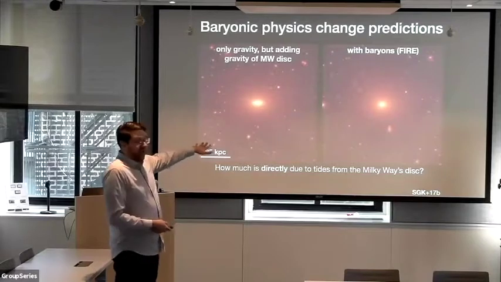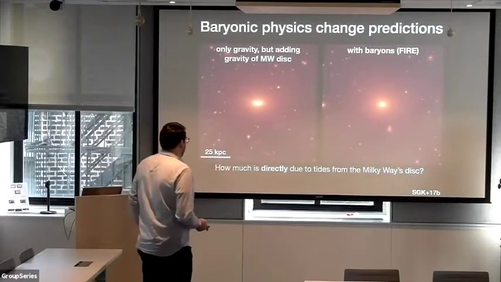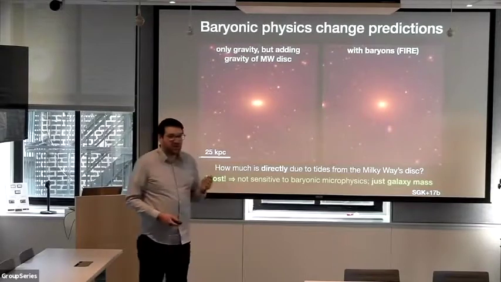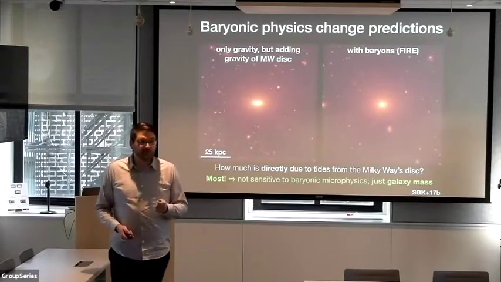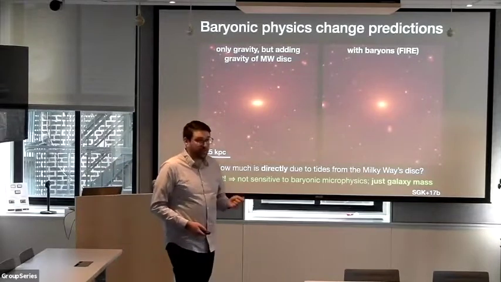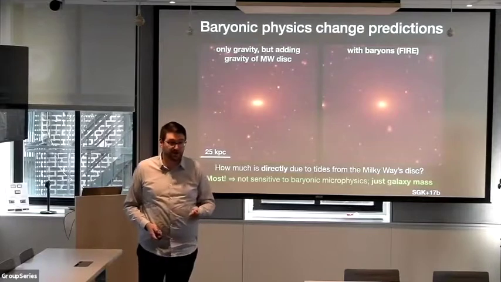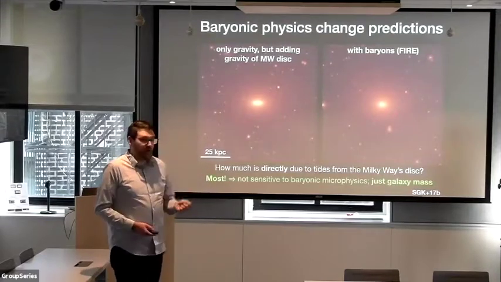And to my eye, these two pictures are nearly identical, right? So this tells us that most of the change in the subhalo populations is due strictly to the gravitational potential of the Milky Way's disk. That means that you're not sensitive to microphysics on galaxy scales. All you care about is galaxy mass.